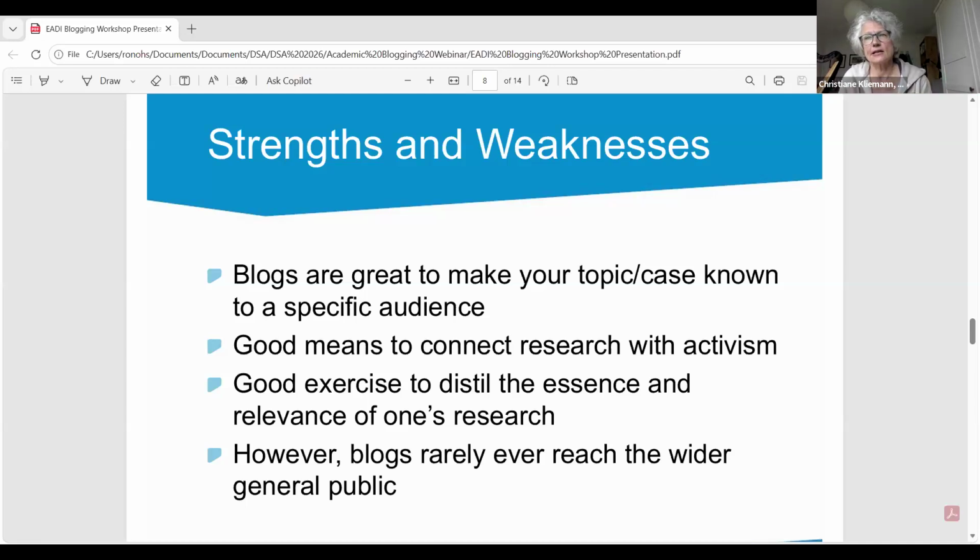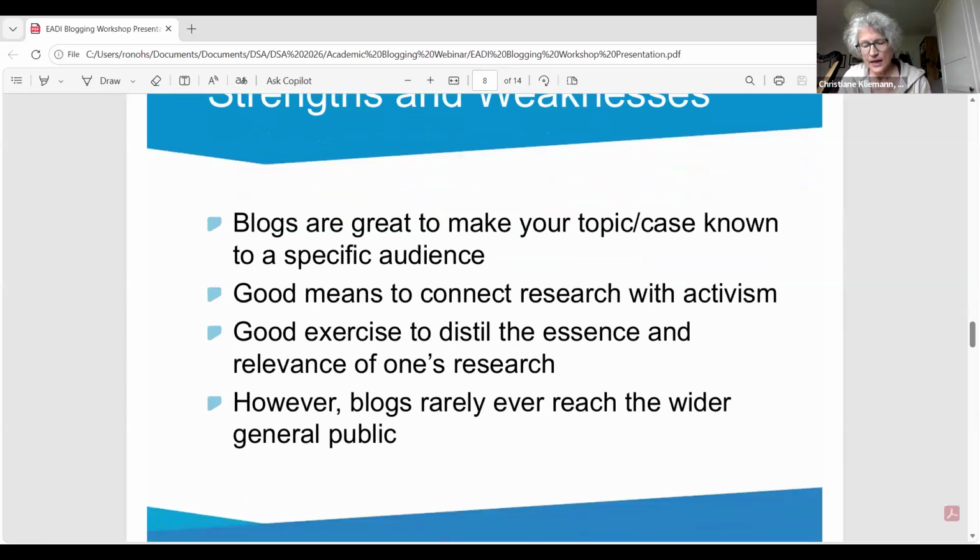It's also a good exercise to distill the essence and relevance of your research, because sometimes you get just lost in detail. If you step back and say, okay, what do I want to say with that research? What are my main messages? So it is a good tool to structure your thinking about your research. But of course, blogs never reach the wider general public, mostly, apart from the very, very famous ones. So next slide, please.